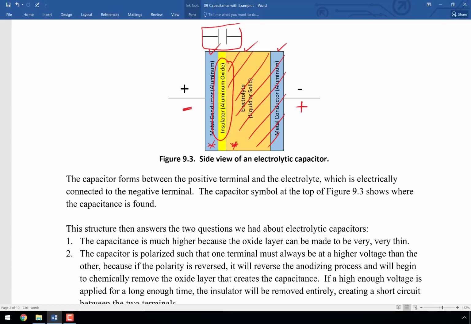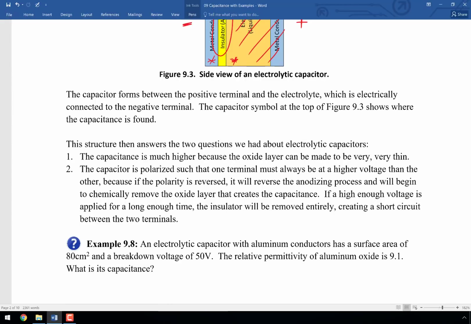So if you apply the voltage in the wrong direction, you essentially make a short circuit that goes through that capacitor. So the capacitance is much higher because the oxide layer can be made to be very, very thin, and the capacitor is polarized such that one terminal must always be the positive terminal so that we don't accidentally destroy the insulating layer by de-anodizing it.